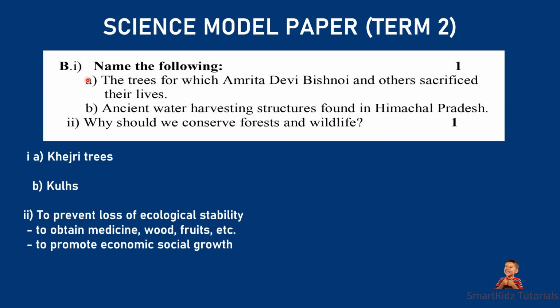Question 1B, name the following for 1 mark. The trees for which Amrita Devi Bishnoi and others sacrificed their lives. That's for the Khejri trees. Question 1B. Ancient water harvesting structures found in Himachal Pradesh. There are kuls.